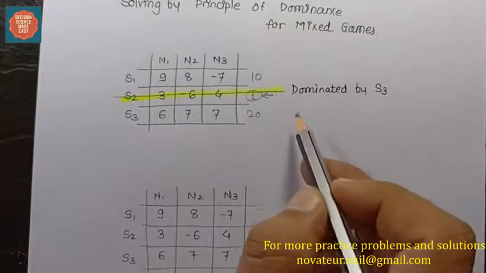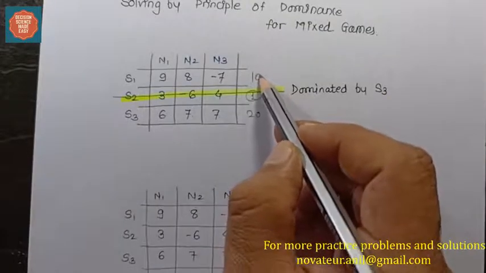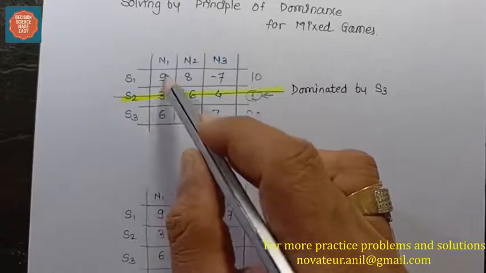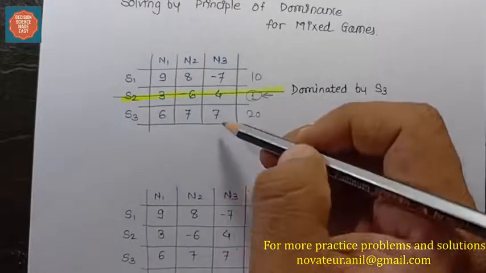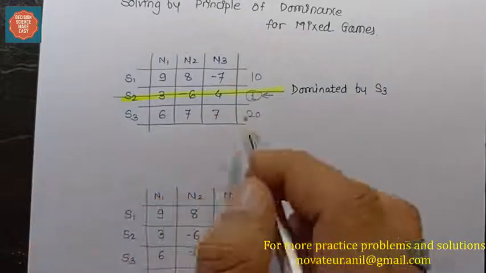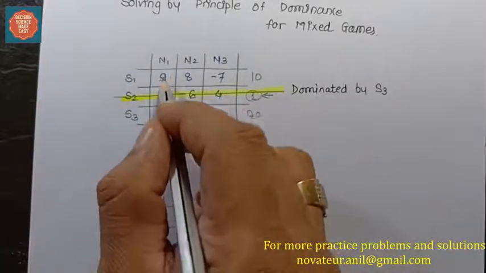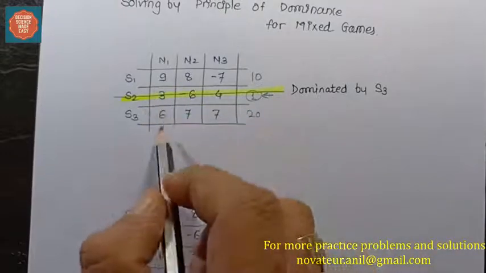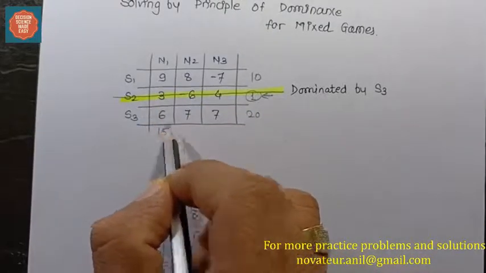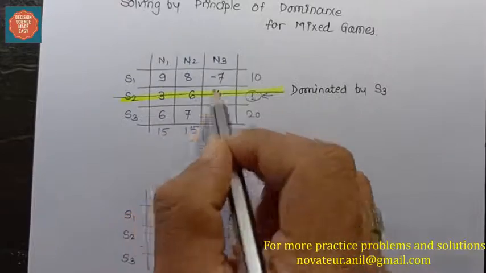So this is done. Let's compare these two again. Remaining: 9 is greater than 6, 8 is greater than 7, but minus 7 is not greater than 7. So nothing with this. So let's go column wise. Column wise again, this row is eliminated. So I'm going to add up these two. 9, 6 is nothing but 15. 8, 7 is nothing but again 15, and this is 0.